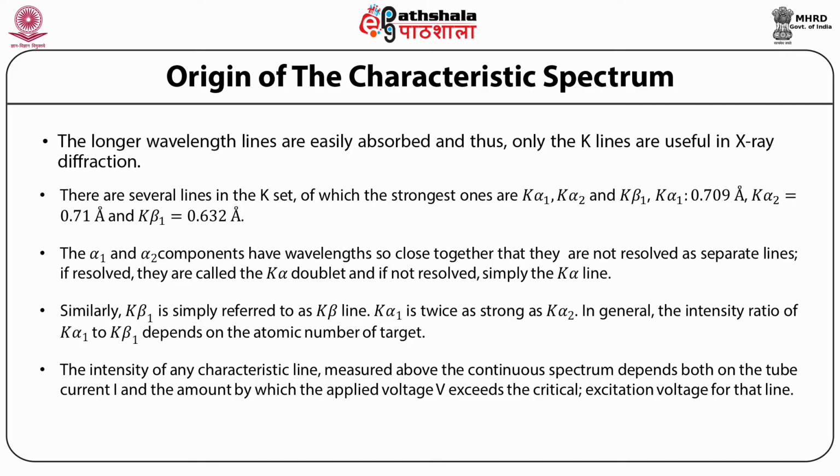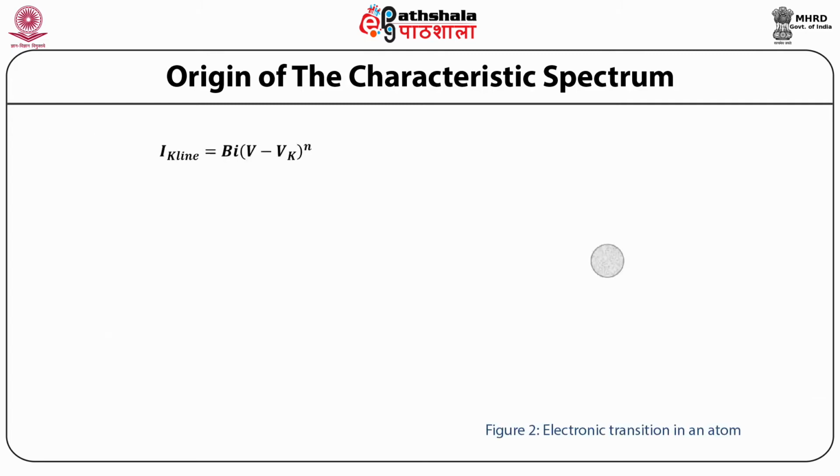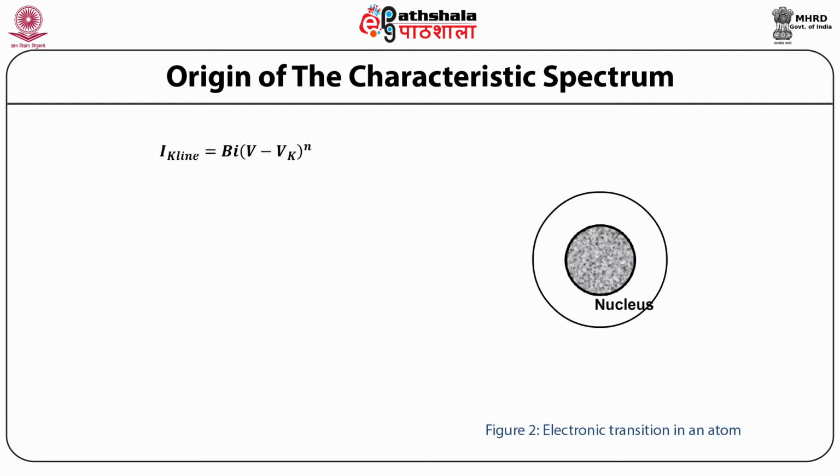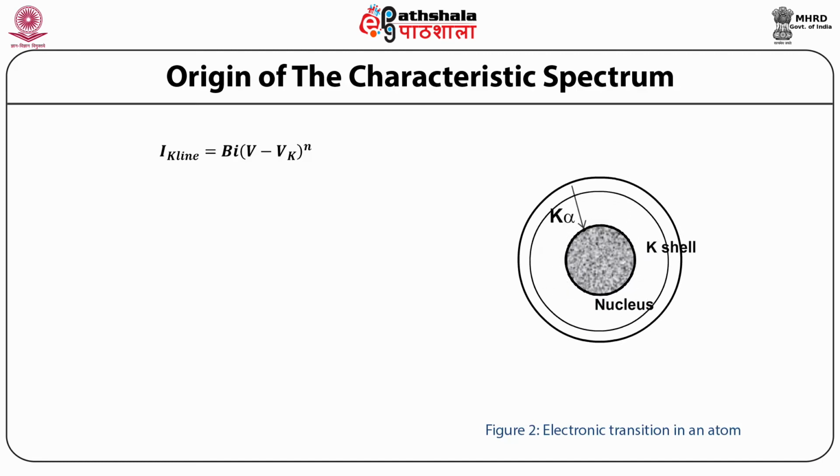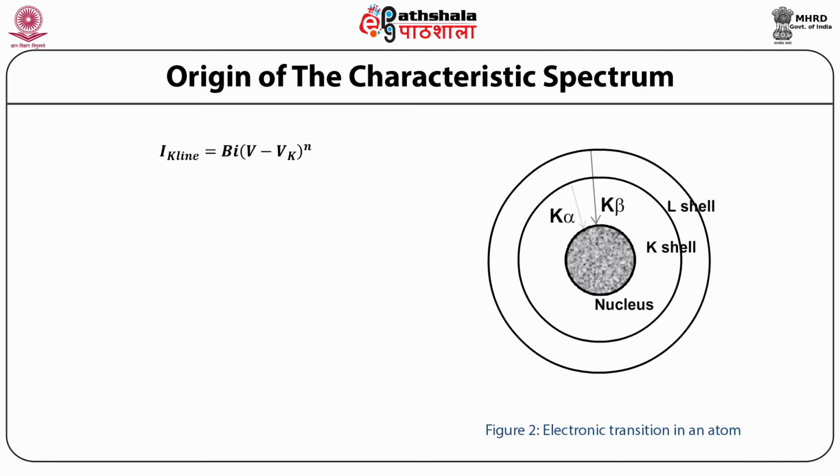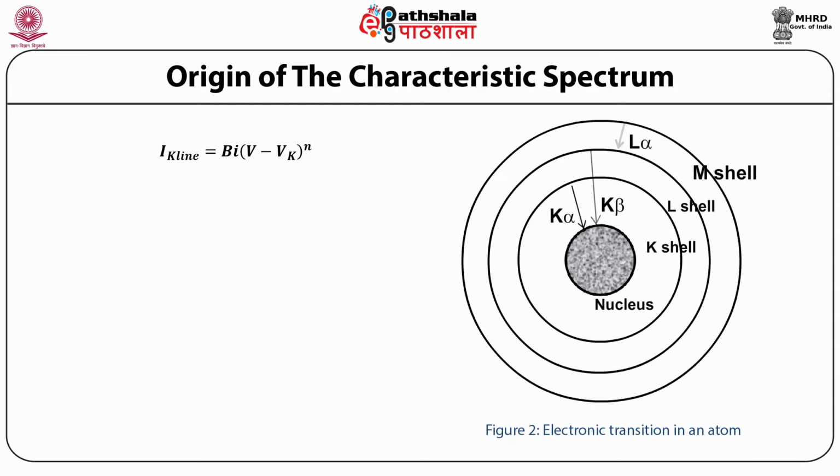The intensity of any characteristic line measured above the continuous spectrum depends both on the tube current i and the amount by which the applied voltage V exceeds the critical excitation voltage for that line. For a K line, the intensity is approximately given by I equals B i into (V minus Vk) to the power n, where B is a proportionality constant, Vk is the excitation voltage and n is a constant with a value of about 1.5.